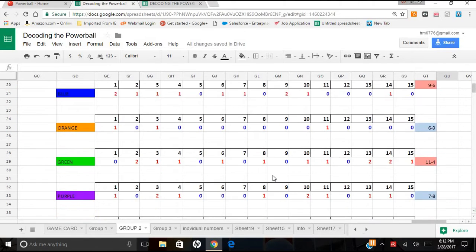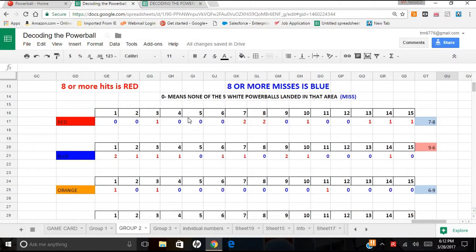Okay, so I'm going to head up to the red area here. You can see that I have 1, 2, 3, 4, 5, 6, 7, 8 zeros, like I said. That means that there were 7 hits: 1, 2, 3, 4, 5, 6, 7. So over here, it means 7 hits, 8 misses.